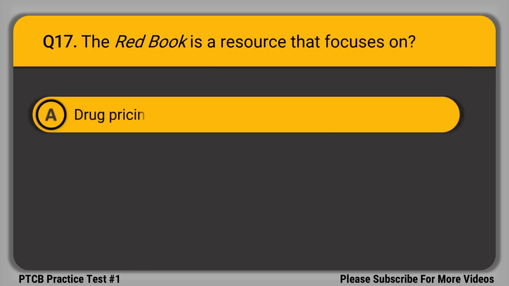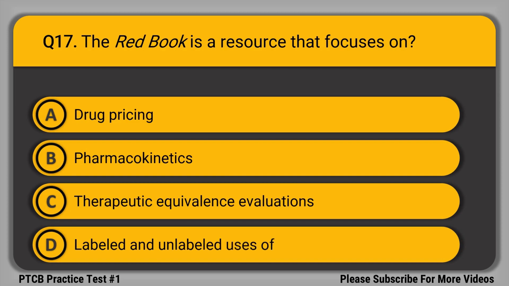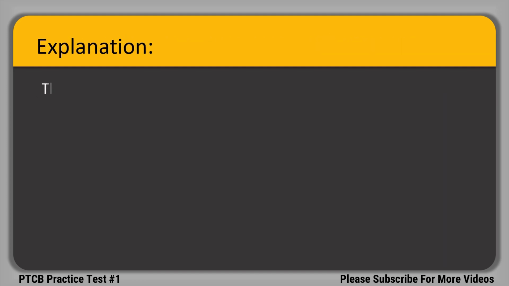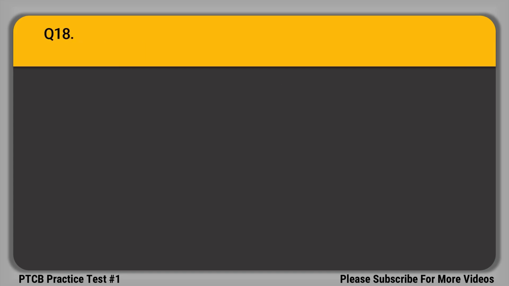The Red Book is a resource that focuses on A. Drug pricing, B. Pharmacokinetics, C. Therapeutic equivalence evaluations, D. Labeled and unlabeled uses of medications. A. Drug pricing. The Red Book is the leading resource for information on drug pricing.